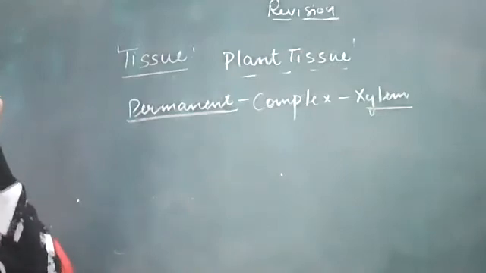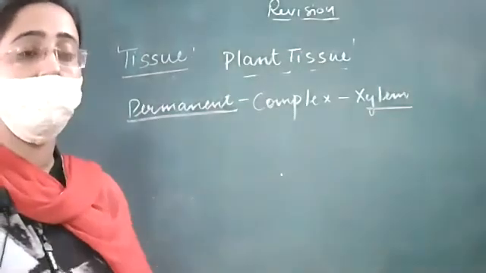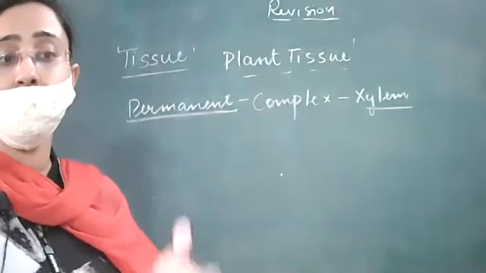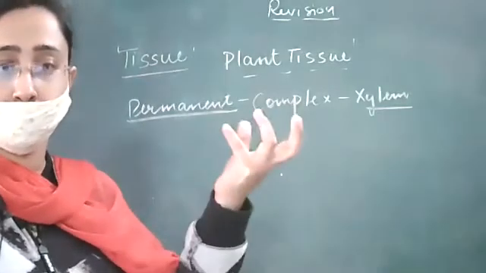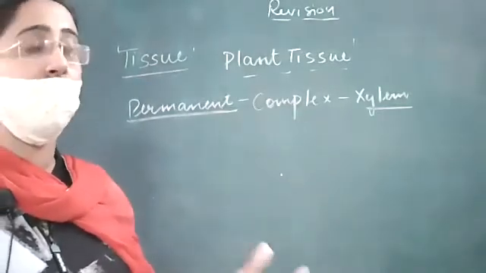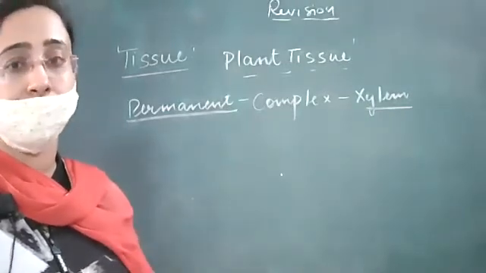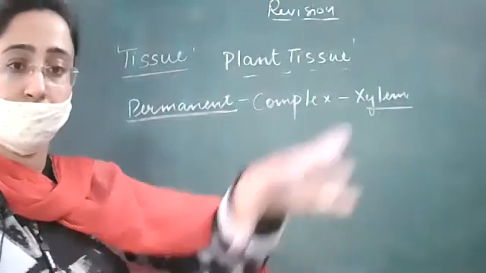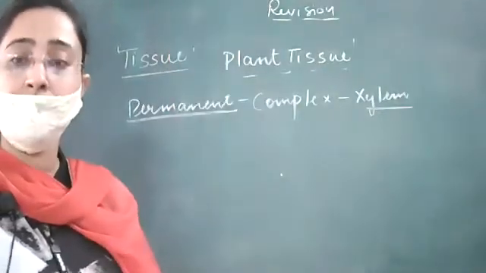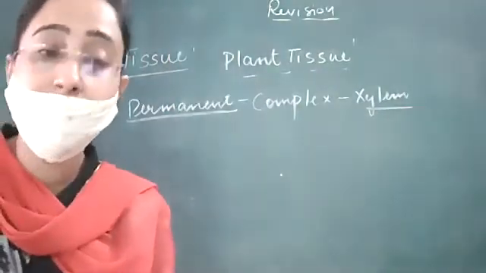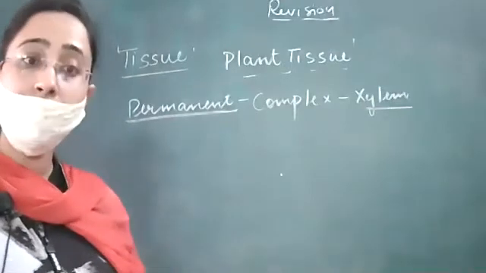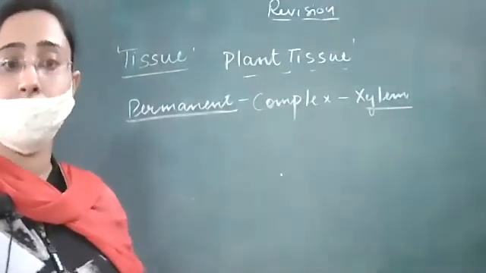ठीक? And in the xylem, the water is conducted unidirectionally, means root to stem. We will do phloem. In the phloem, the food or minerals are conducted bidirectionally, means both. Leaf से ऊपर भी जाएगा, leaf से नीचे भी जाएगा. So food conduction जो होती है बेटे, that is bidirectional, and the conduction of water is unidirectional.